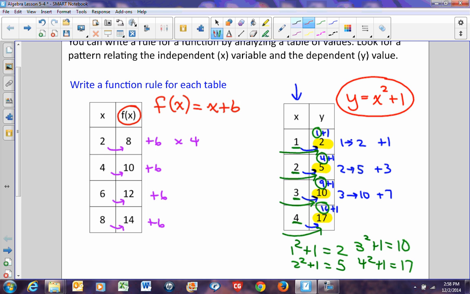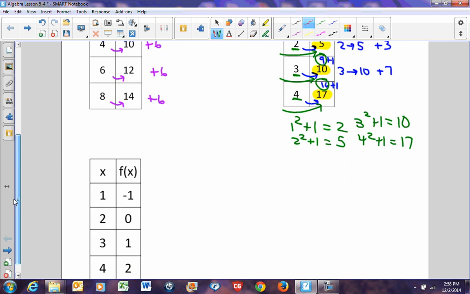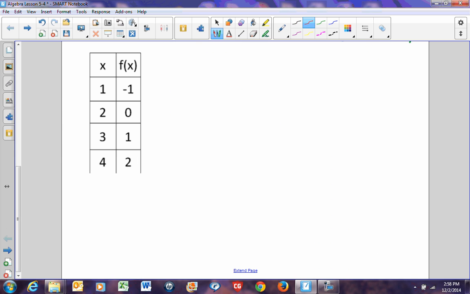Just look at your values now and then and try to see if you can find a pattern. Let's look at this third table down here. I lost the bottom part of my table, so I'll have to draw it back in. There we go. And look at this.